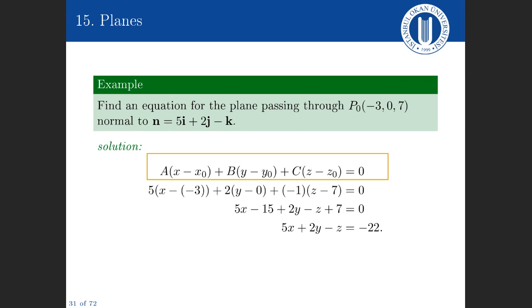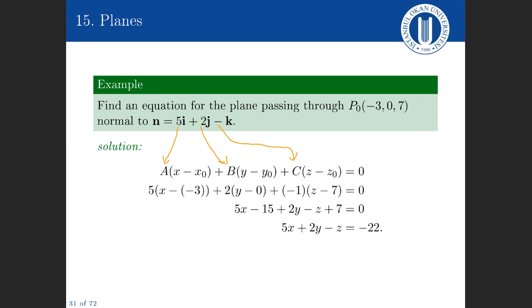We start with this form: a(x minus x0) plus b(y minus y0) plus c(z minus z0) is equal to 0. And we fill in the numbers. a must be 5, b is 2, and c must be minus 1.